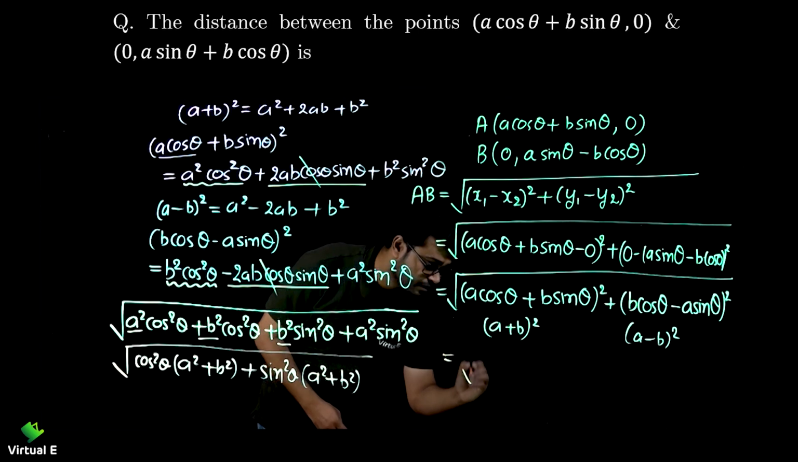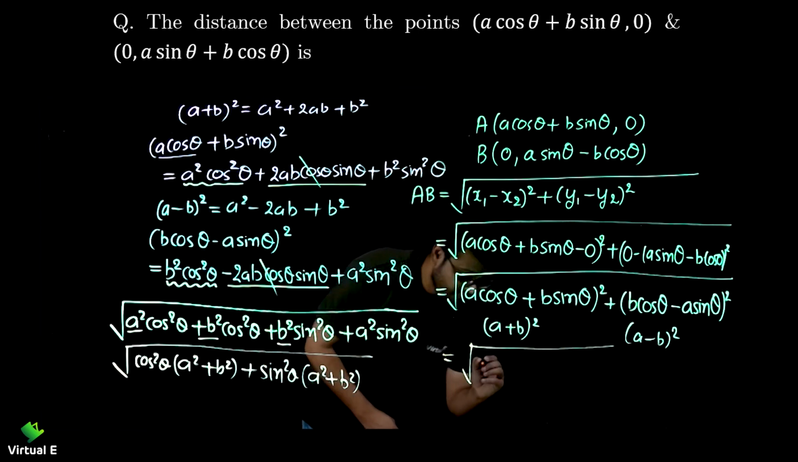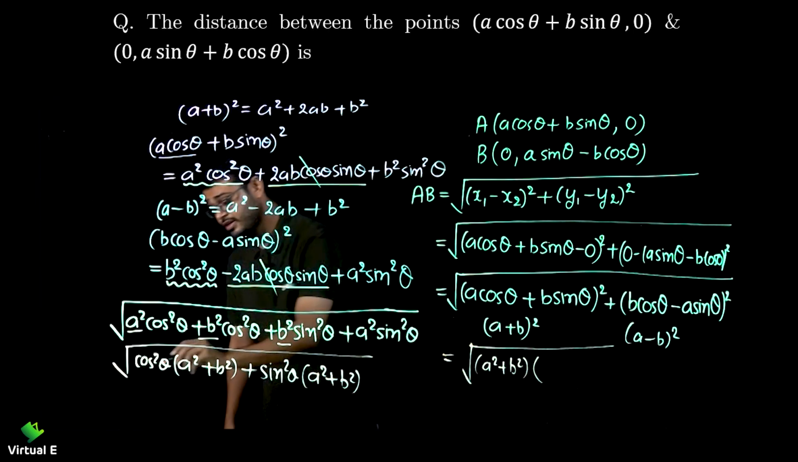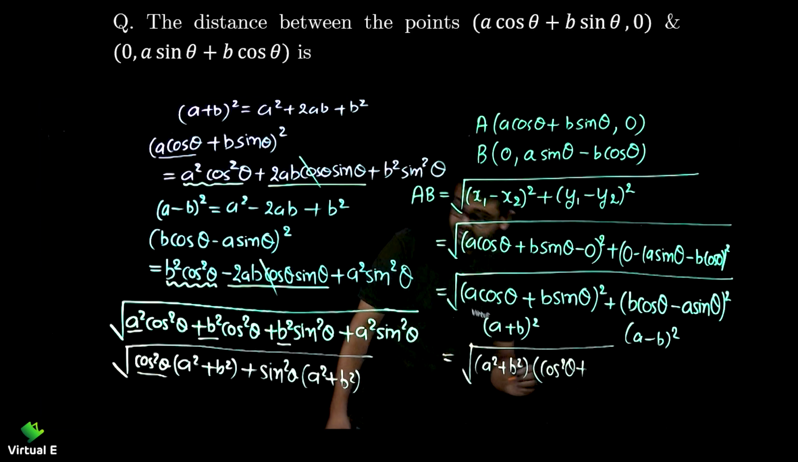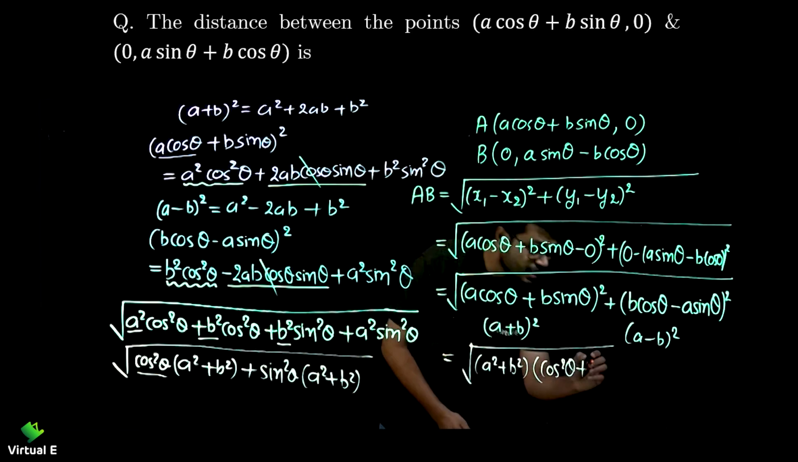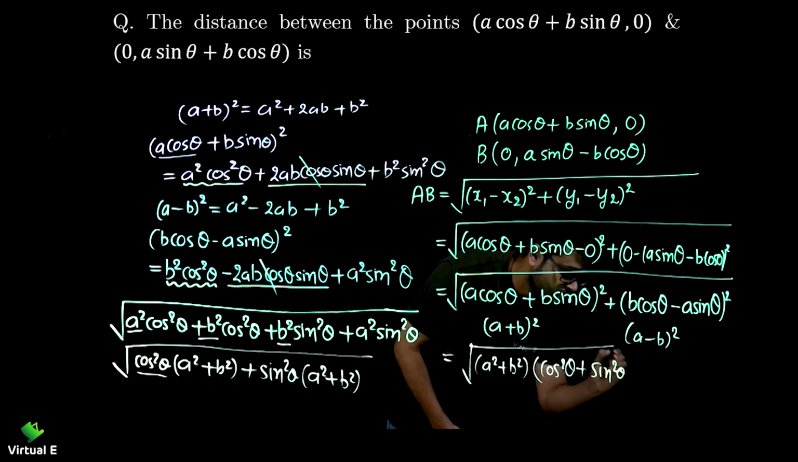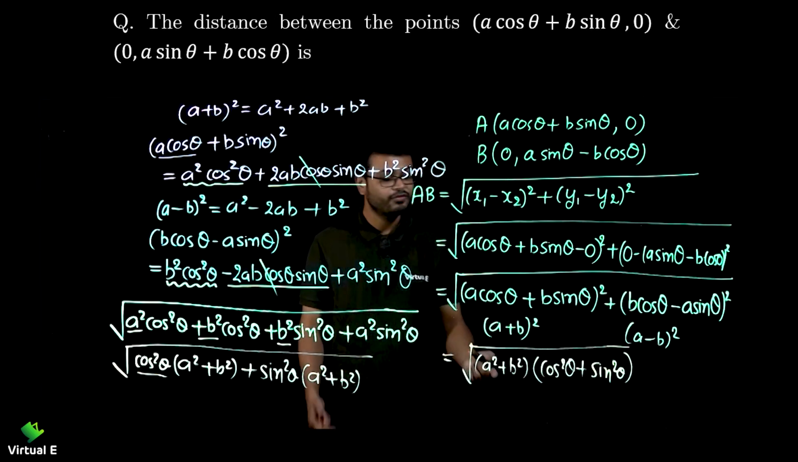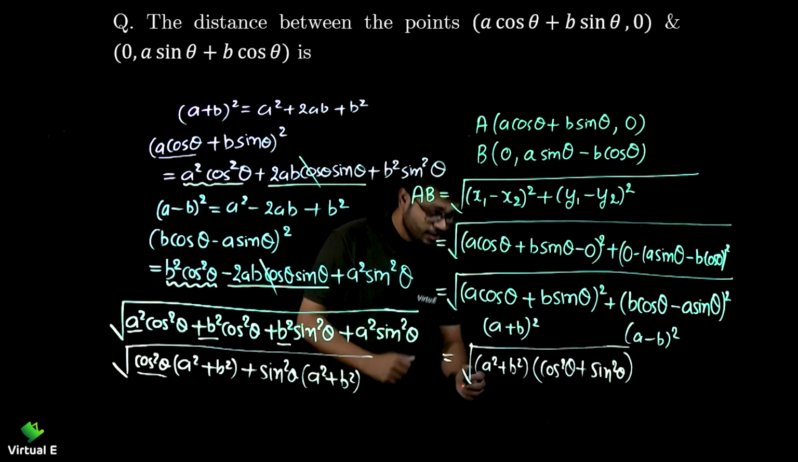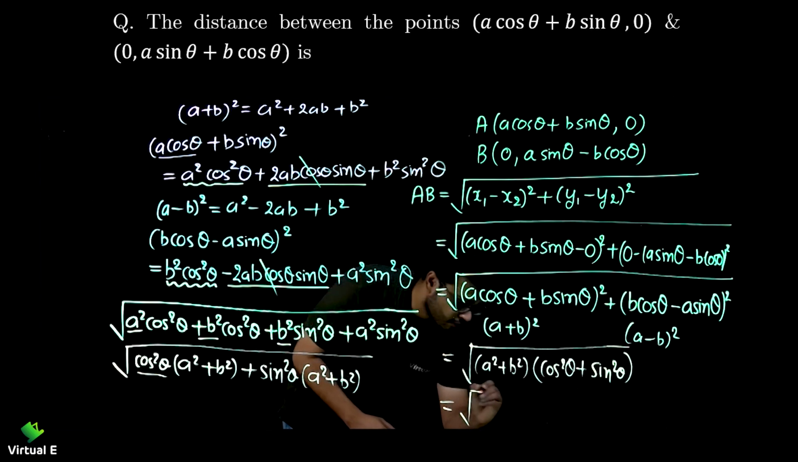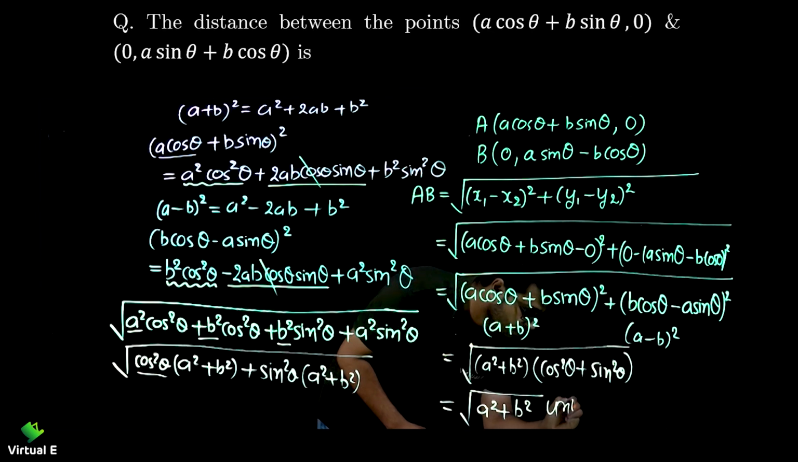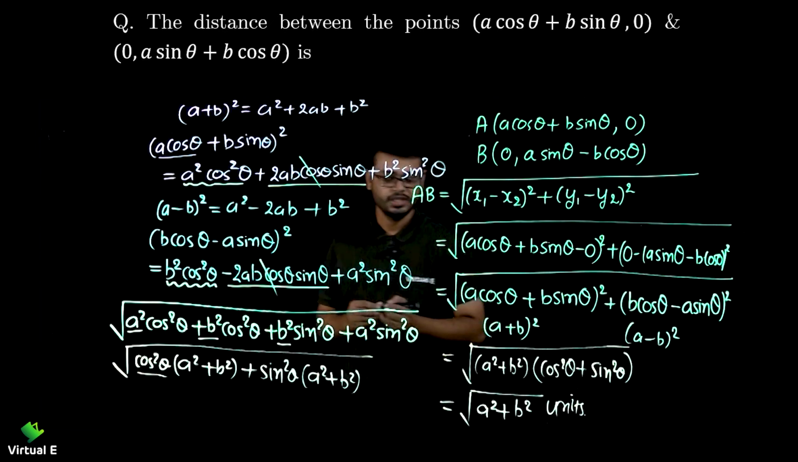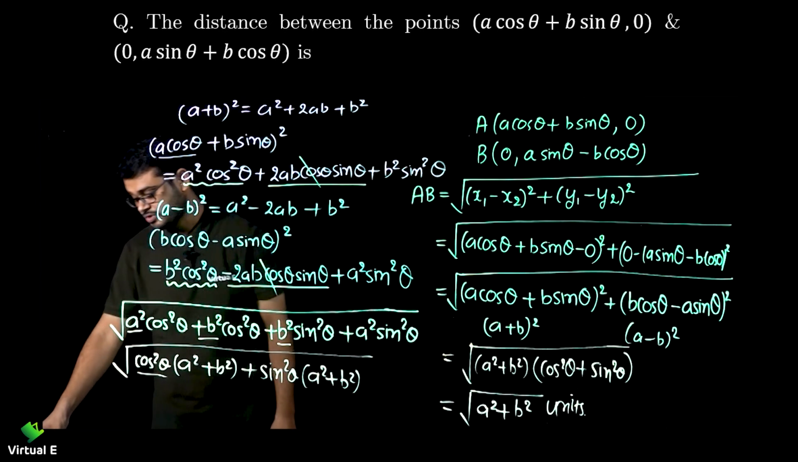So taking a square plus b square common, what's left is cos square theta plus sin square theta. Now what is the value of cos square theta plus sin square theta? It is 1. So what's left is only the square root of a square plus b square units. My answer is the square root of a square plus b square.